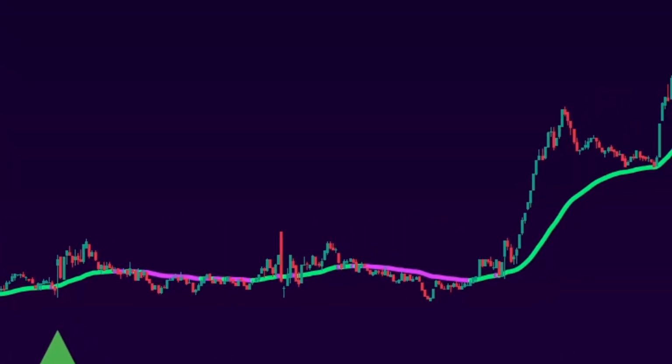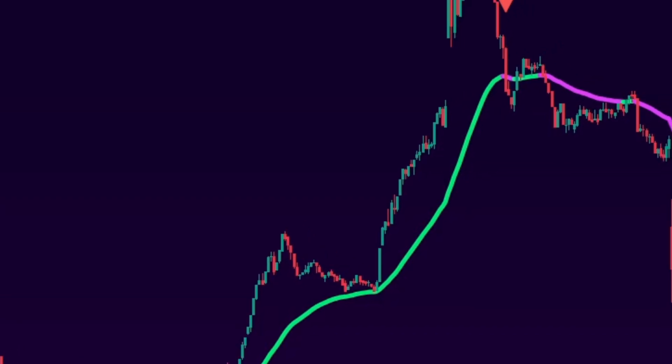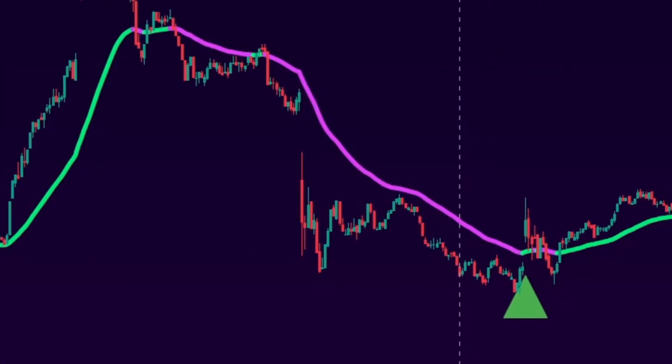In this video, I will show you the strategy with just two indicators on TradingView.